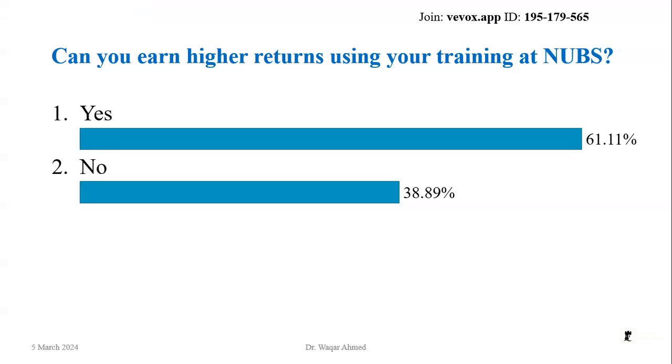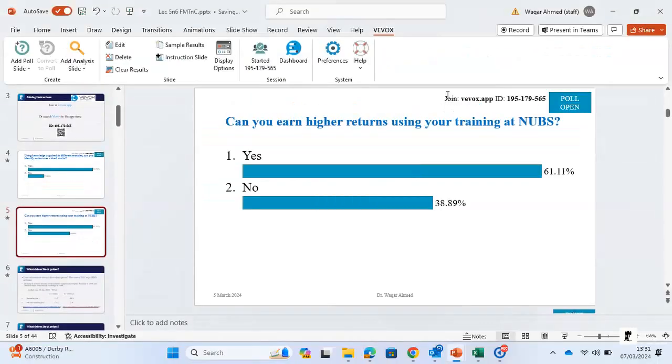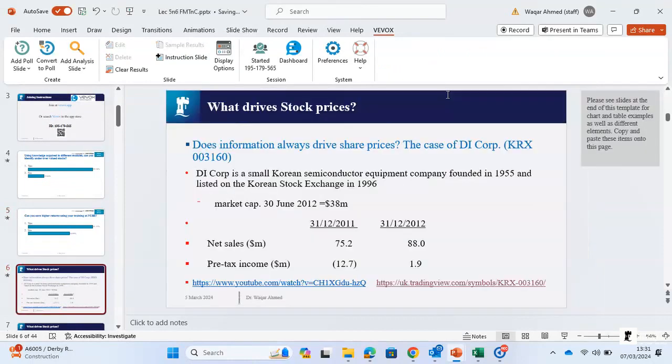Anyways, 60% is still a good number. It's a really high number. 61% of you believe that you can earn abnormal returns using all of the knowledge and training that you have acquired at this business school. Great, fantastic. But can you really earn higher returns? That is the question in practice. So this is your opinion. That's what we believe, that's what you think you'll be able to do.